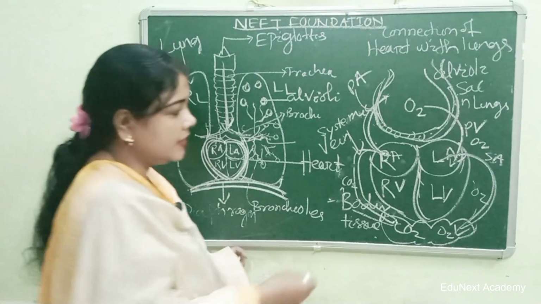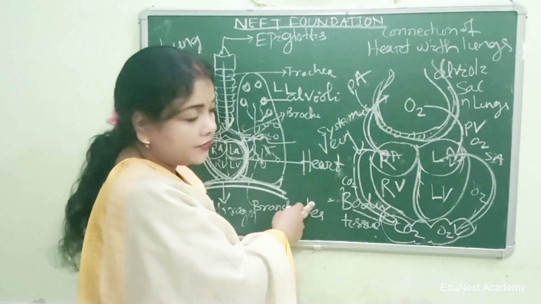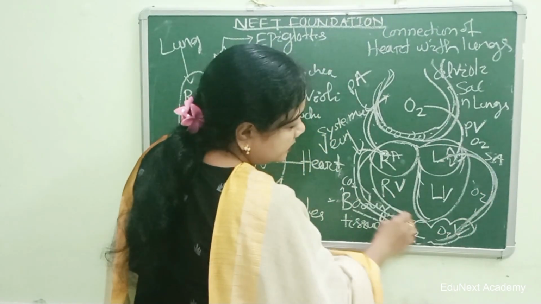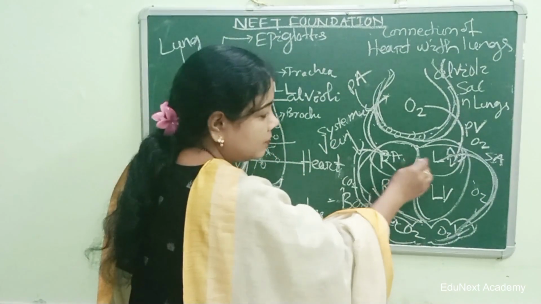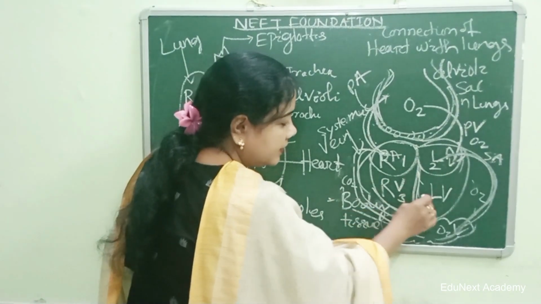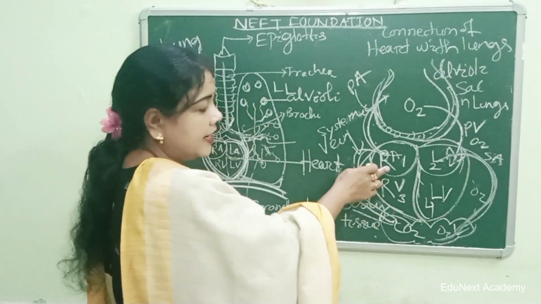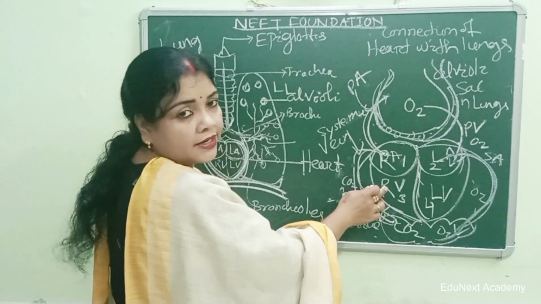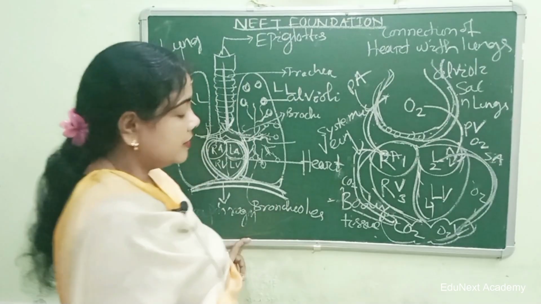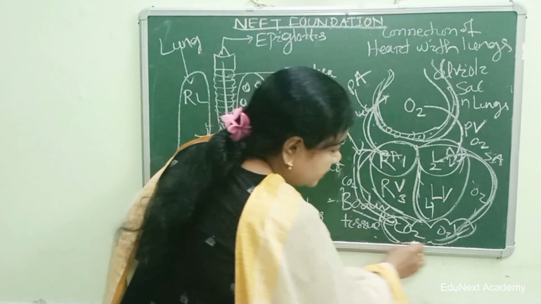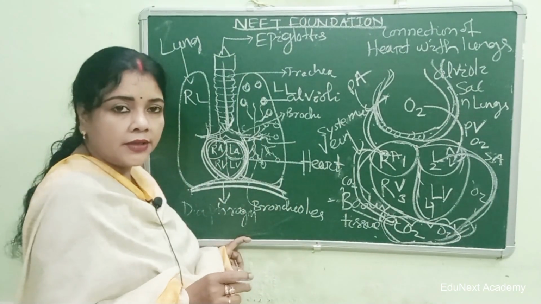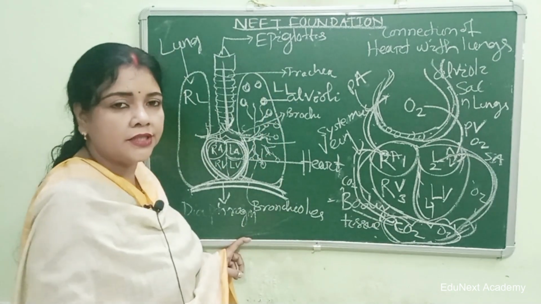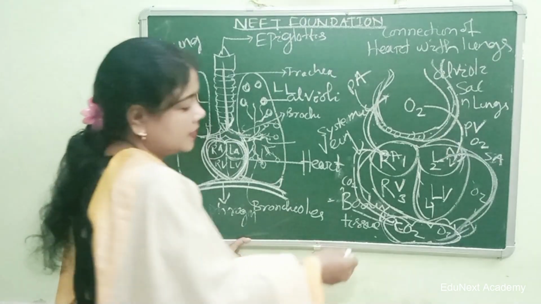Now see, here I have drawn a second figure. This is a heart, and I have drawn four chambers: 1, 2, 3, and 4. That is the right auricle, left auricle, right ventricle, and the left ventricle. Now, suppose this is our body tissue. Carbon dioxide is actually generated inside our tissue.